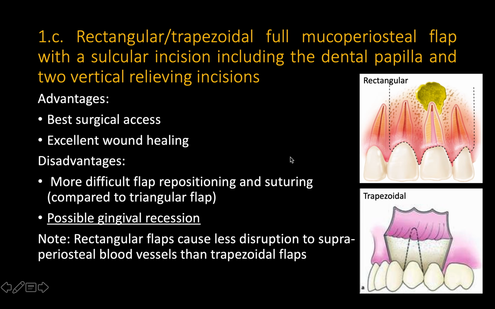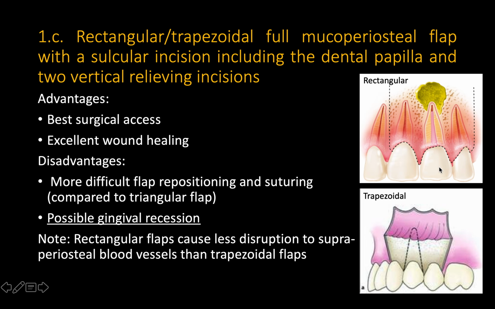Now, the last 2 types of full mucoperiosteal flaps are the rectangular and the trapezoidal flap designs. These consist of a circular incision and 2 vertical relieving incisions, and according to the angles of these vertical relieving incisions, we can classify these flaps into rectangular or trapezoidal. If they are parallel to each other, then this is a rectangular flap. If they are angled to each other, then this is a trapezoidal flap.